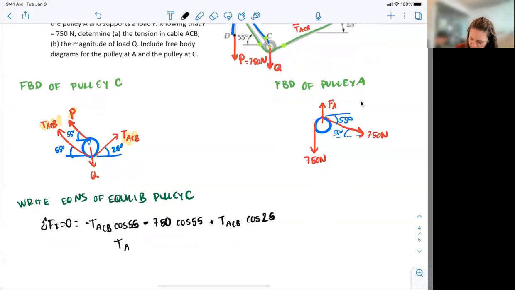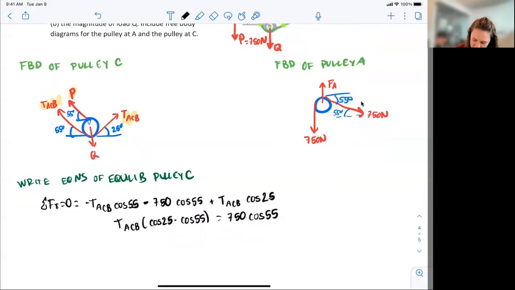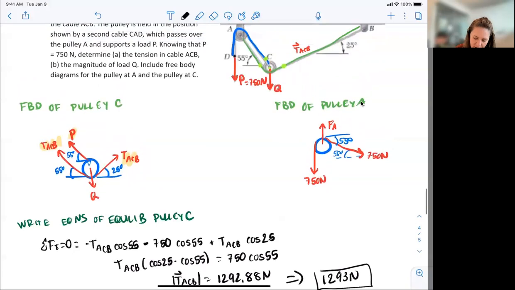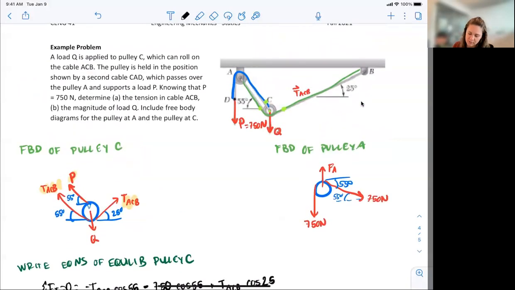And then I can solve this to find T_ACB times the cosine of 25 minus the cosine of 55 is equal to 750 cosine 55. I'm going to solve this and find that the magnitude of T_ACB is equal to 1292.88 newtons. I'm going to go ahead and round that up and say that it's 1293 newtons. Okay, so I've already found the first part of the unknowns, which is the tension in the cable ACB.